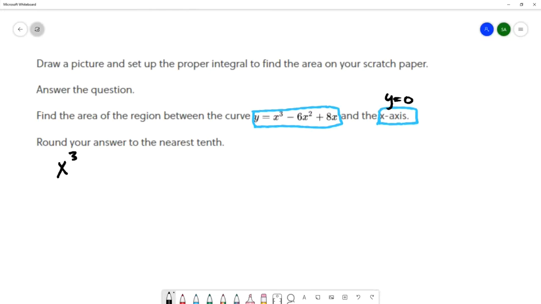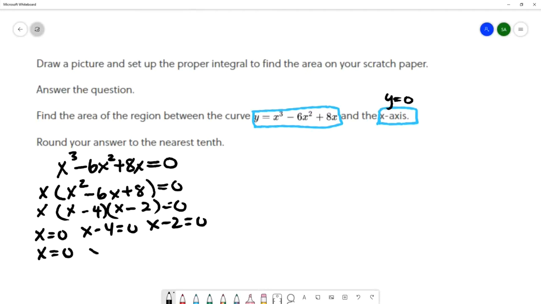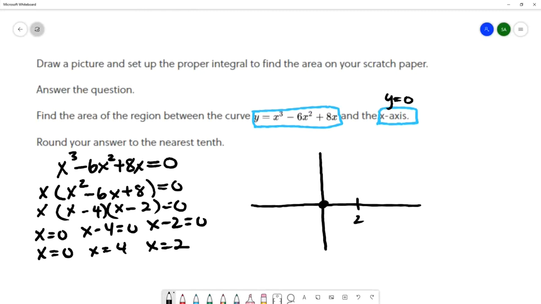So if we let x cubed minus 6x squared plus 8x equal 0, then we can solve by factoring. We can factor out an x. That leaves me with x squared minus 6x plus 8. And then I can factor this quadratic to get x minus 4 and x minus 2, both of them minuses. We'll set each of these equal to 0. And we have 0, positive 4, and 2. So that graph crosses at 0, 2, and 4. So we get something that looks like this.